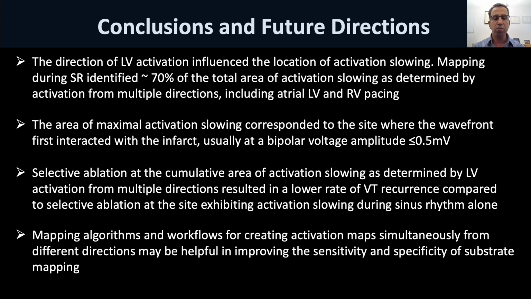Selective ablation at the cumulative area of activation slowing, as determined by LV activation from multiple directions, resulted in a lower rate of VT recurrence compared to selective ablation at a site exhibiting activation slowing during sinus rhythm alone. Mapping algorithms and workflows for creating activation maps simultaneously from different directions may be helpful in improving the sensitivity and specificity of mapping.